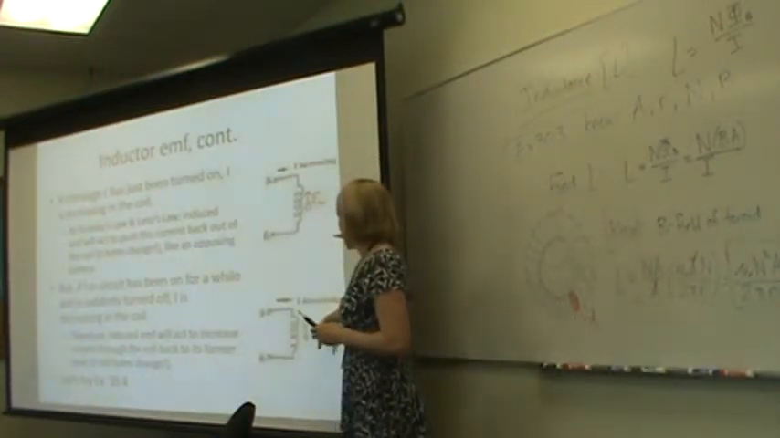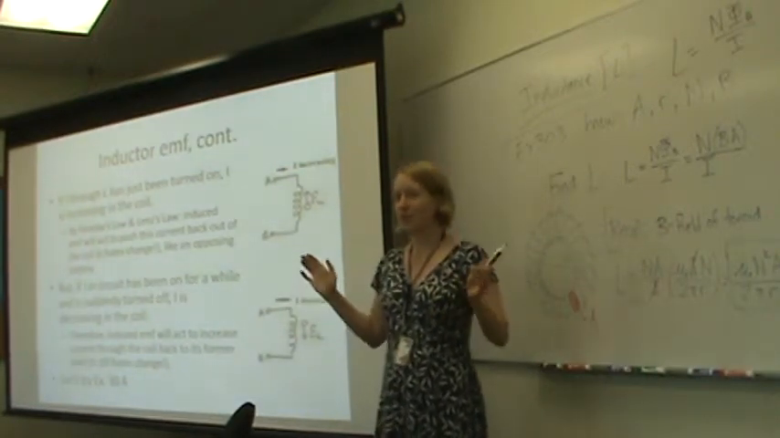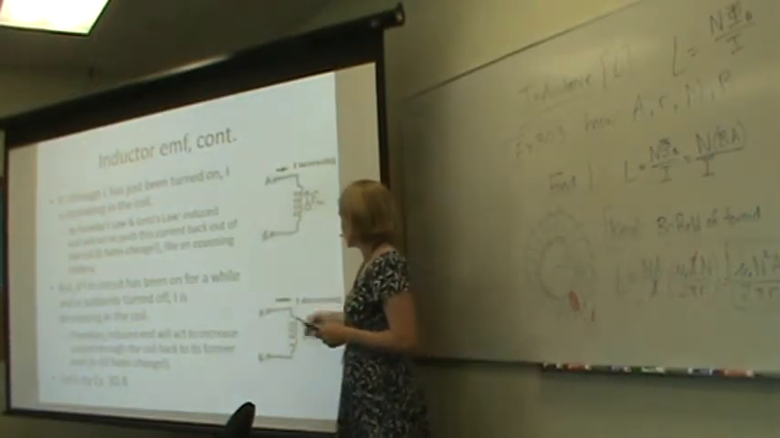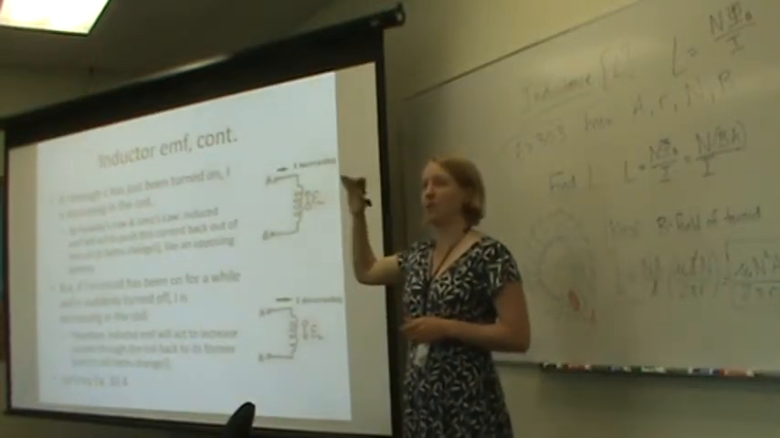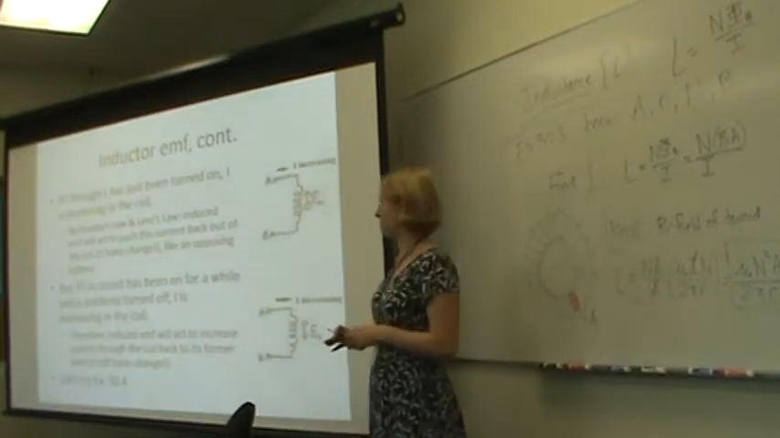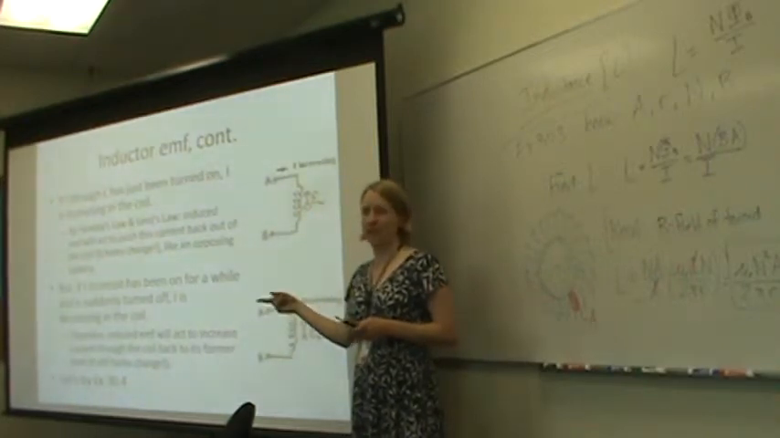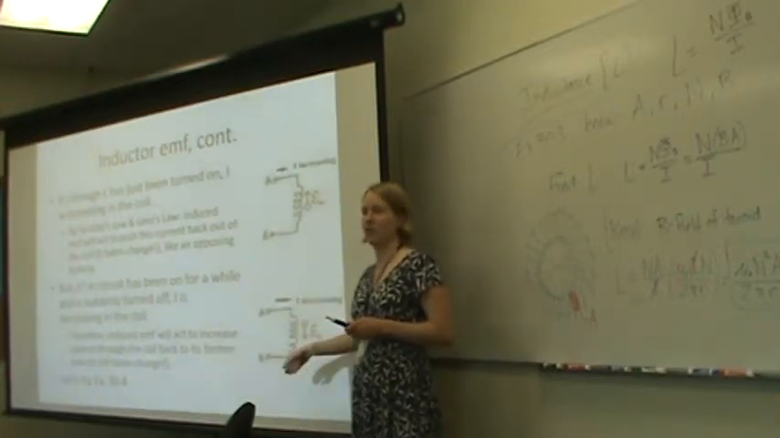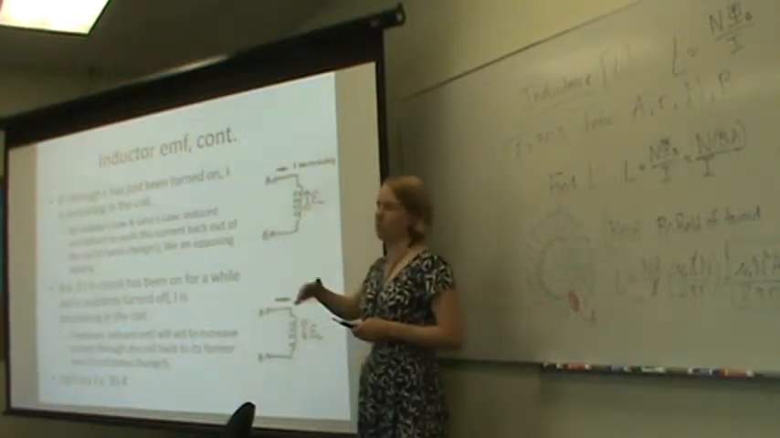You're going to get an induced EMF that's in the same direction of the current, because it opposes any change. So it's in the same direction of the current, and it'll keep the current at the level it was at before for a while. But again, eventually the resistance in the wire itself is going to deplete that current. So the current will eventually dissipate, and as it dissipates, your induced EMF will go away as well.